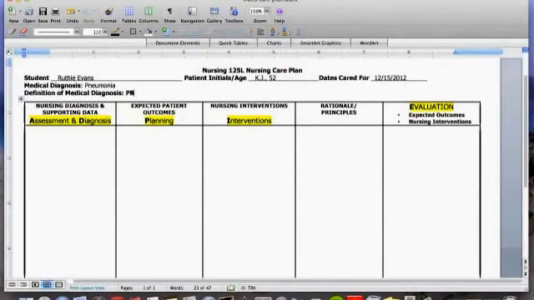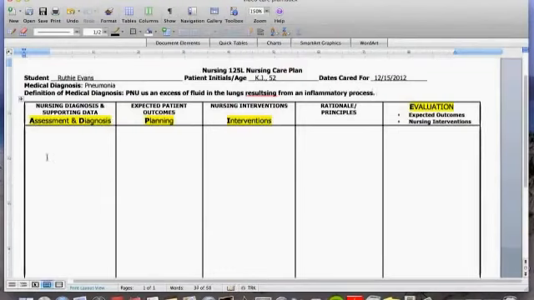So let's say pneumonia is an excess of fluid in the lungs resulting from an inflammatory process.